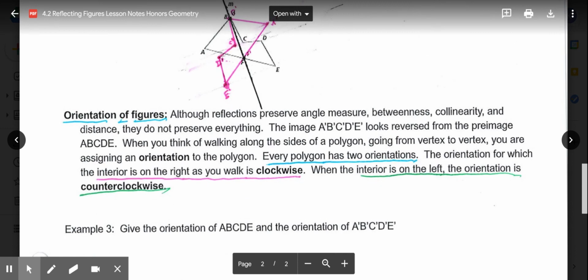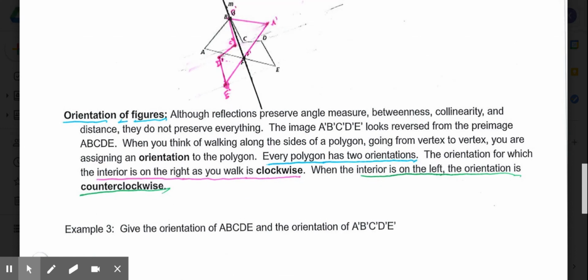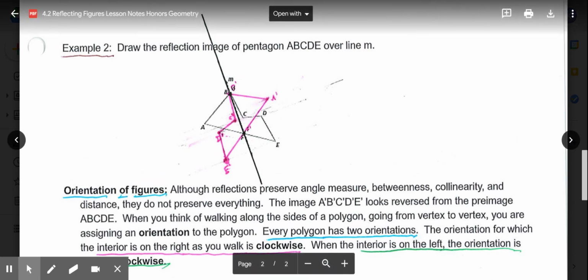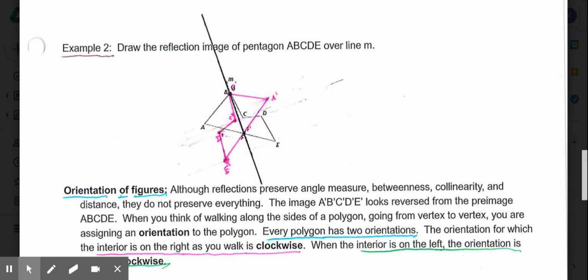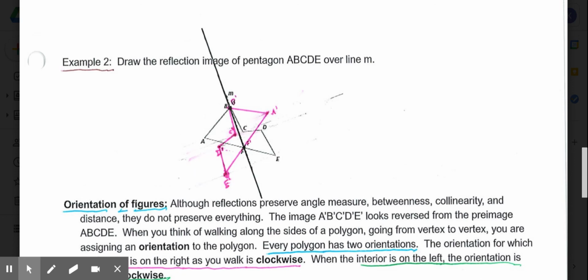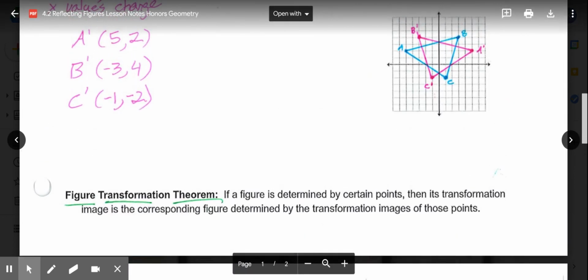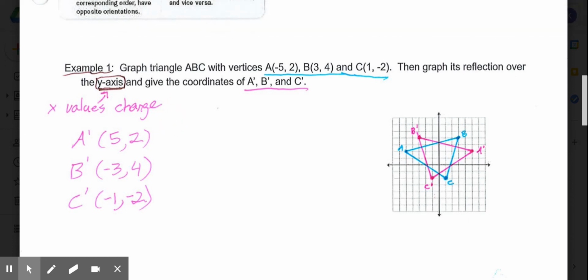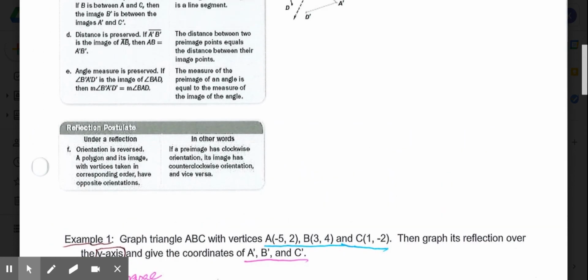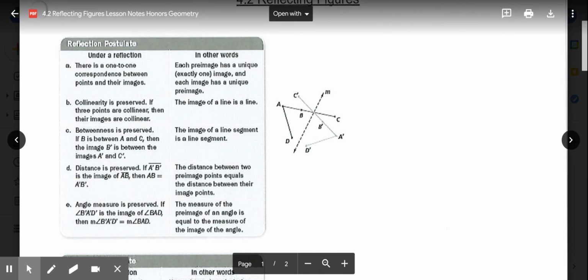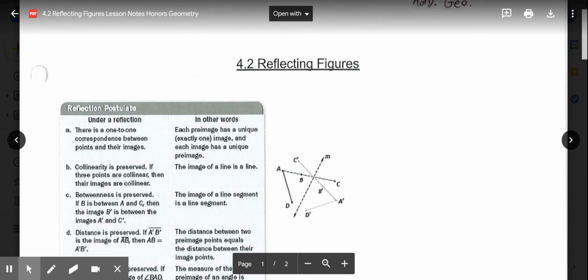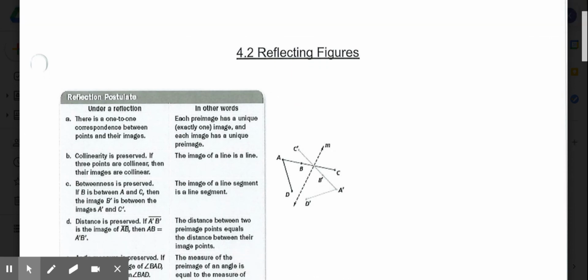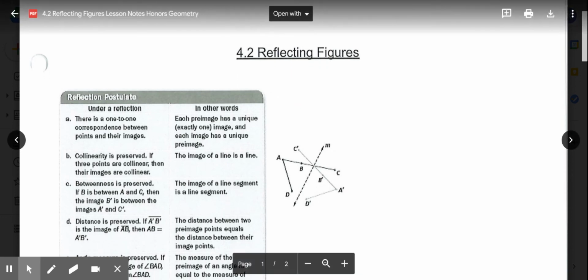So the orientation of figures is a new concept for this lesson. Reflecting figures, if you know how to reflect points, it's the same process. Then you just go back in and connect the points. And then that idea of reflecting over the y-axis means you change the sign of the x values. And if we were to reflect over the x-axis, we would flip the signs of the y values. And then just make sure that you keep track of this table for the reflection postulate pieces. And like I did in the last lesson, I will have a separate video walking you through the steps for reflecting a figure.